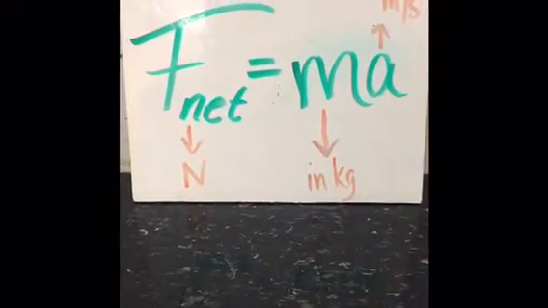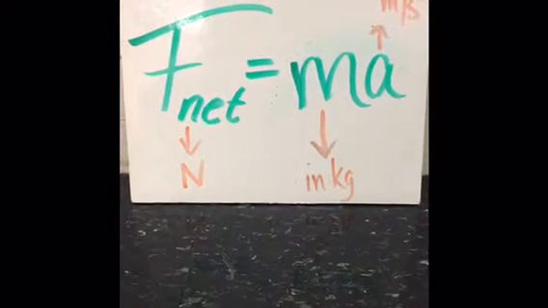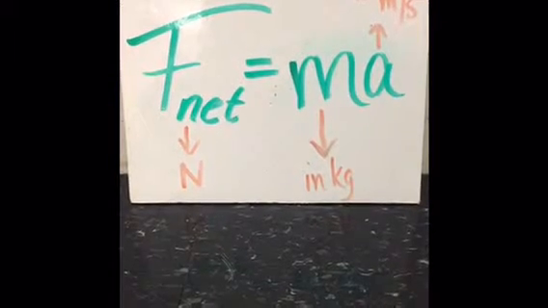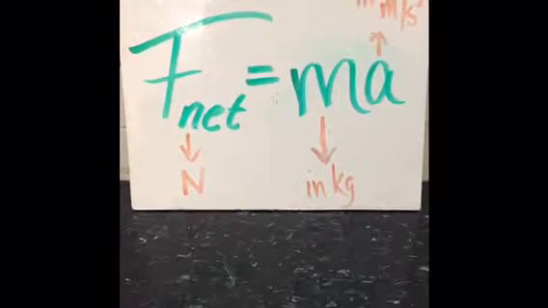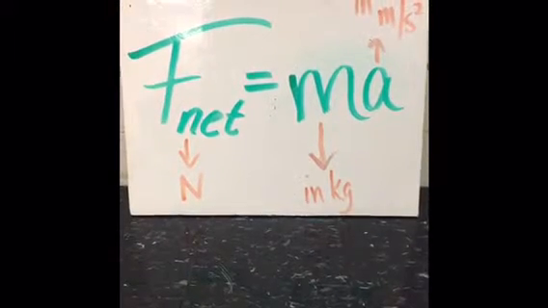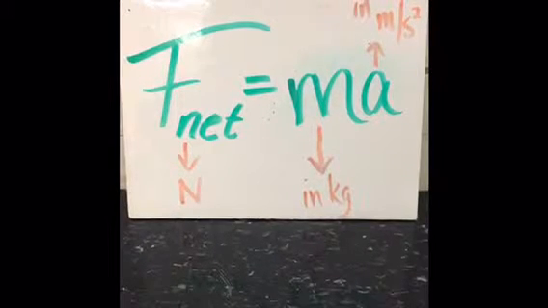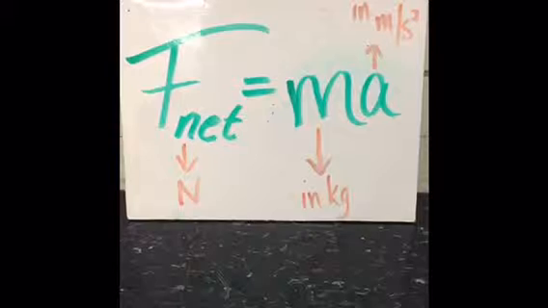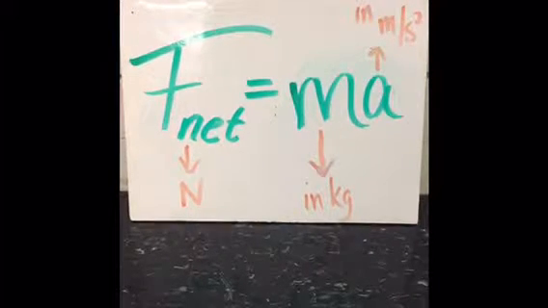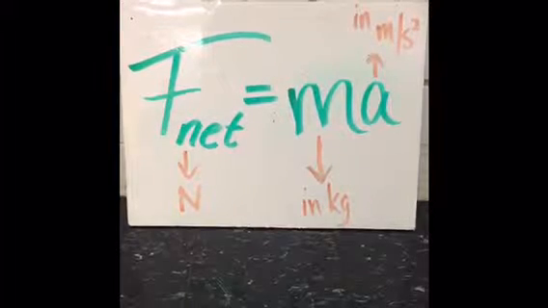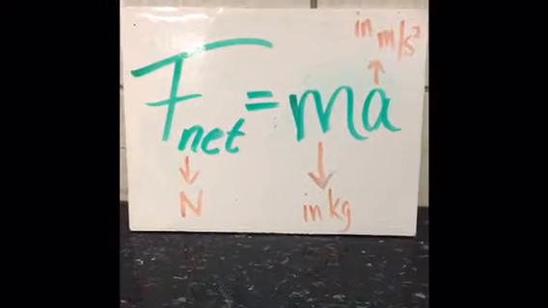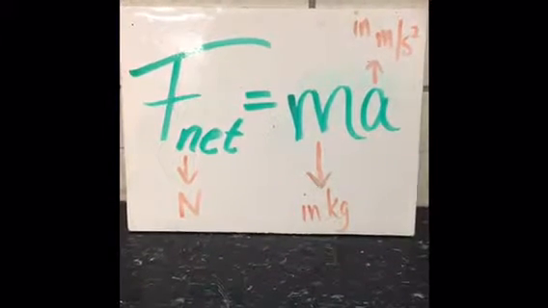The second law of motion is commonly referred to as the law of acceleration. For acceleration, we will use the equation F sub net is equal to m times a, which means the net force is equal to mass times acceleration. For the units of net force, we will use newtons. For the units of mass, we will use kilograms. And for the units of acceleration, we will use meters per second squared.